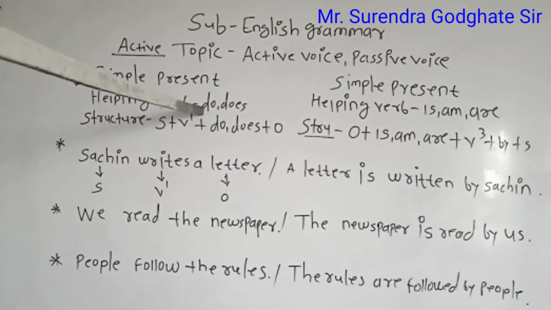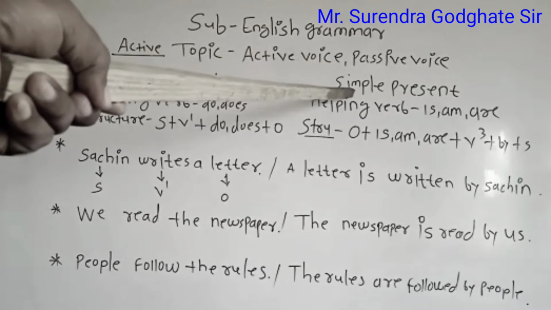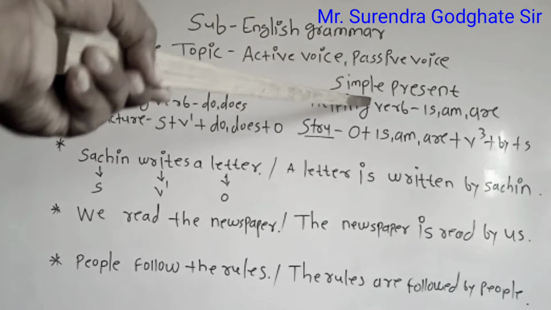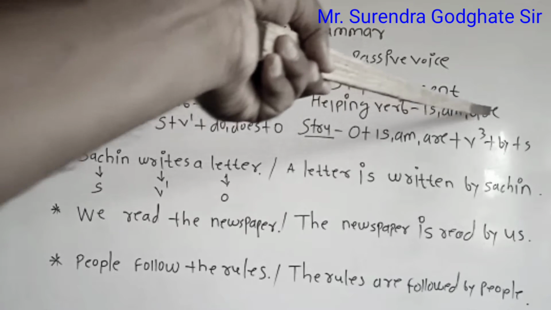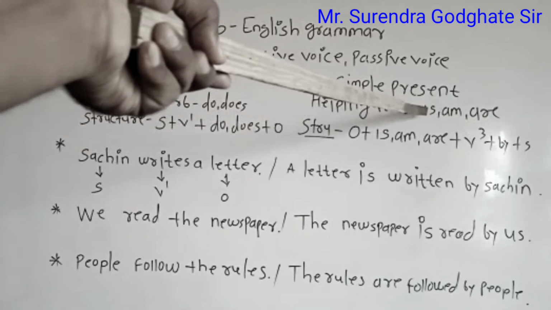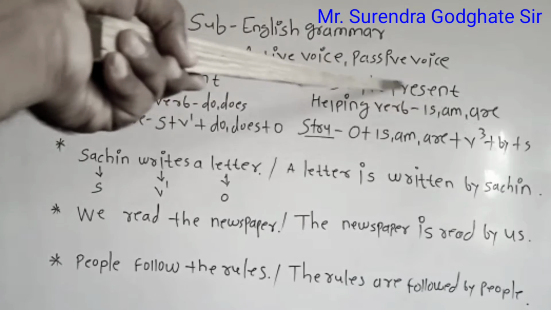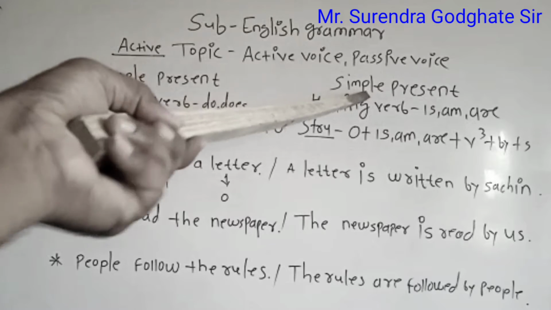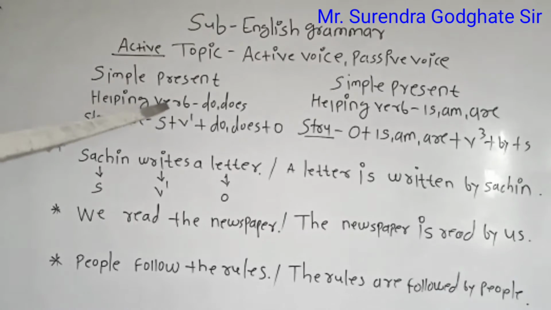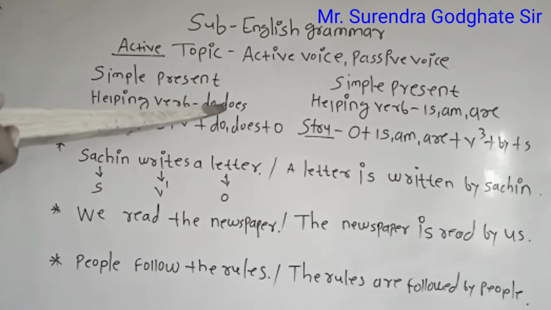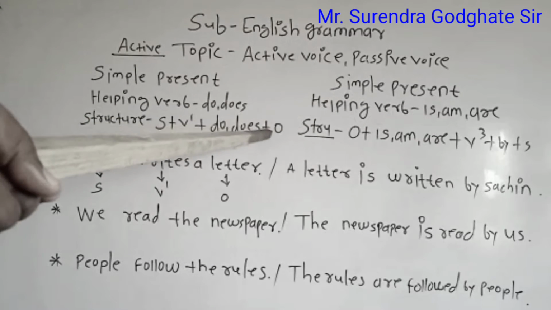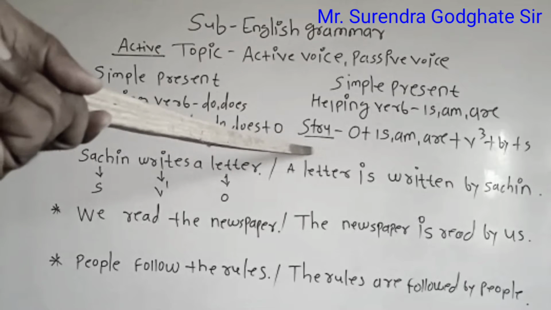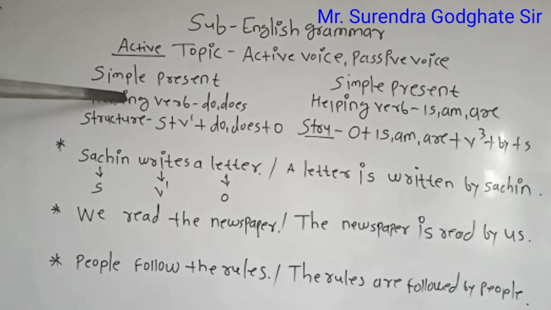Then here you can see the simple present tense in the passive voice. Here the helping verbs are is, am, are. So is, am, are in the passive voice, in the simple present tense, and in the active voice they are do and does. Both do and does and also is, am, are we have to apply according to the singular and plural. So here, students, we will see an example in the active voice.